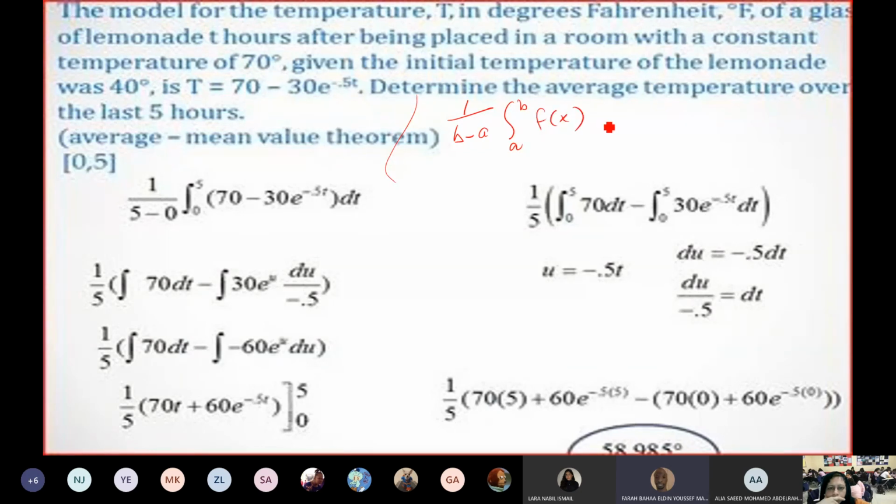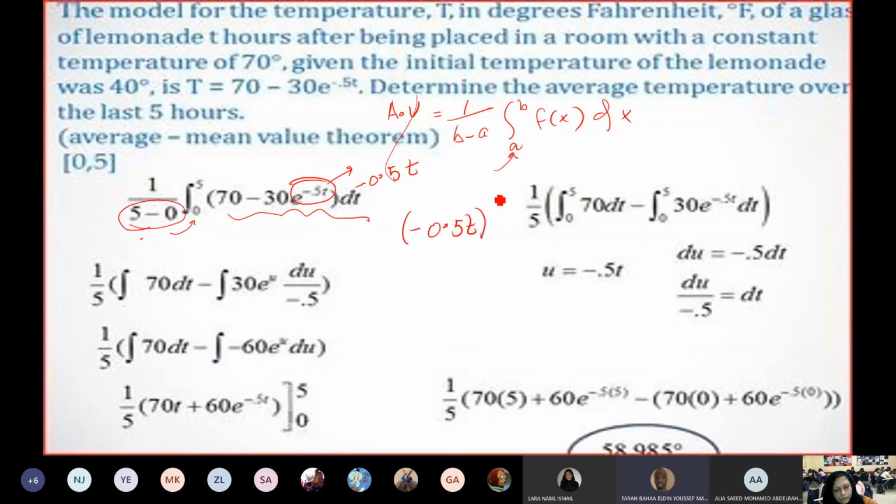Our first step will be 1 over b minus a, and then integrate from a to b. Our limits here are from 0 to 5, so it will be 5 minus 0. And then we write the function integrated. Now we find our u. If we use the exponential function, it will be negative 0.5t, because e is to the power of this number. So this is our u.